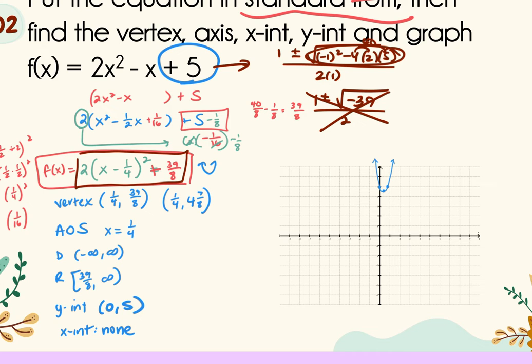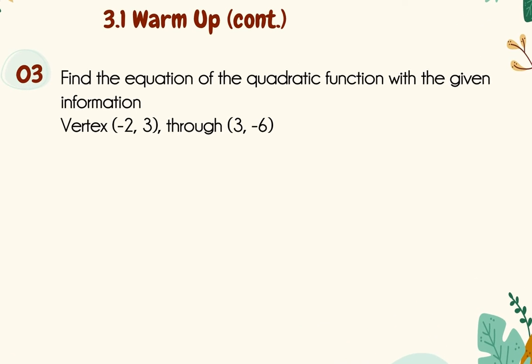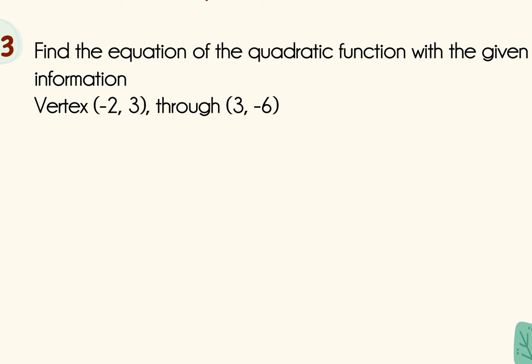It doesn't cross the x-axis, but if you did the math, you would get a negative underneath the square root. All right, the last one, which will be the last one on your quiz, is to find the equation of the quadratic function with the given information. If this is an easy confidence booster, jump to the fourth question and answer it, and then go back to the nonsense that was before it.